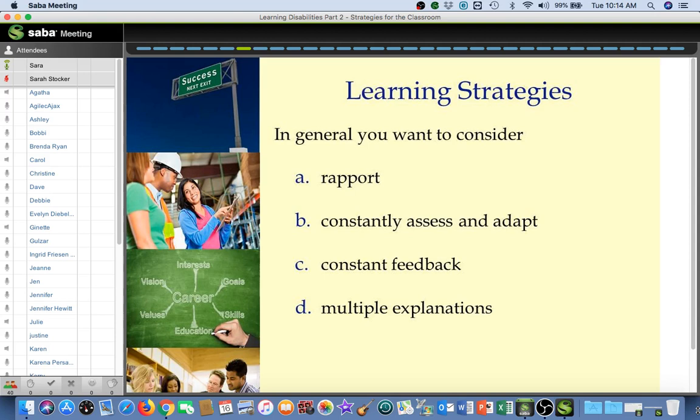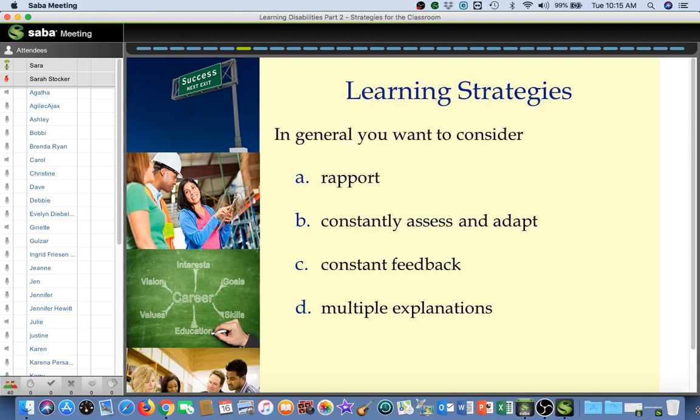So in terms of learning strategies, you want to consider rapport. It's very important to develop a trusting relationship with your learner or client. They need to be comfortable with you so that they'll share important information and provide feedback on what is working and what isn't. You also need to constantly assess and adapt. Learning challenges are not constant or consistent. Learners will have on and off days, so you need to watch, ask questions, and adapt. What might work one day might not work the next.